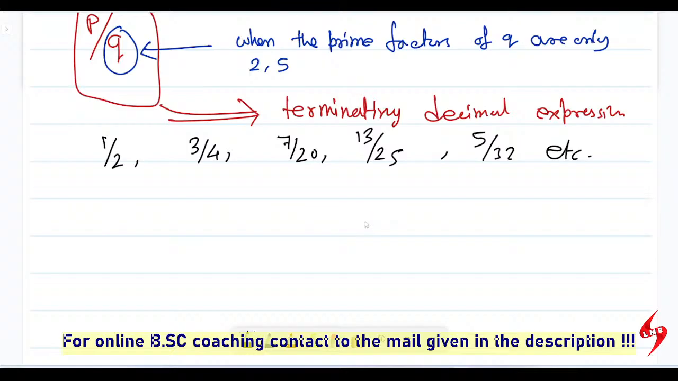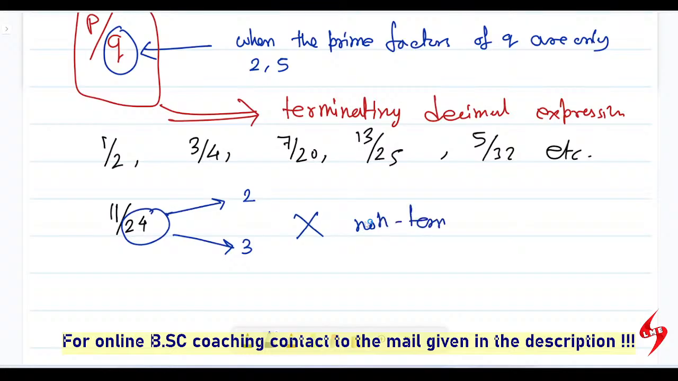But 11 by 24 has two kinds of prime factors in 24: one is 2, another is 3. So it is not terminating. This is a non-terminating decimal expression.